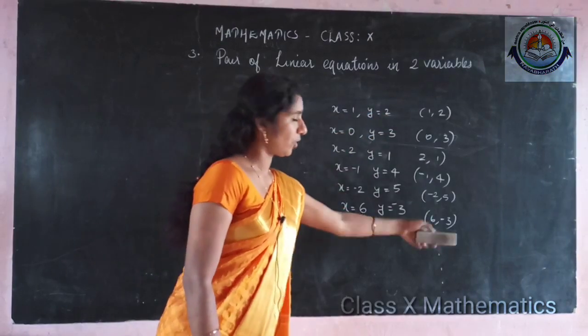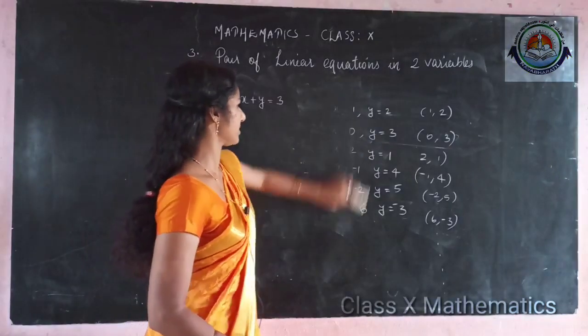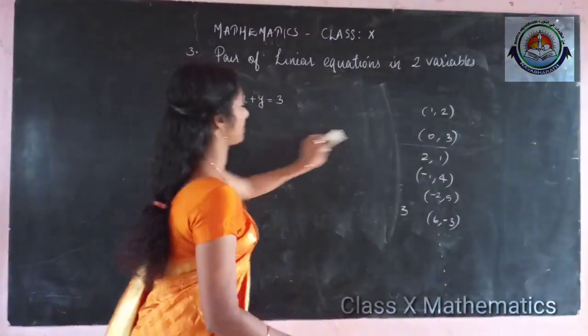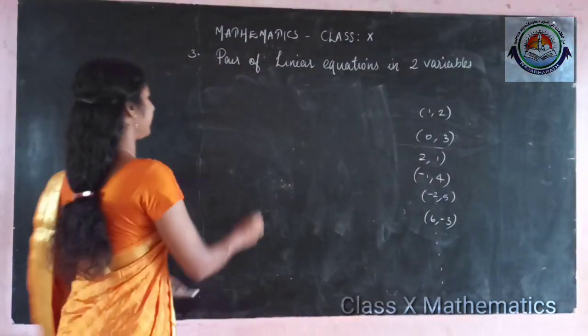These all are the points on the plane. So we can plot these points. x plus y is equal to 3. How can we plot these points on a graph paper?